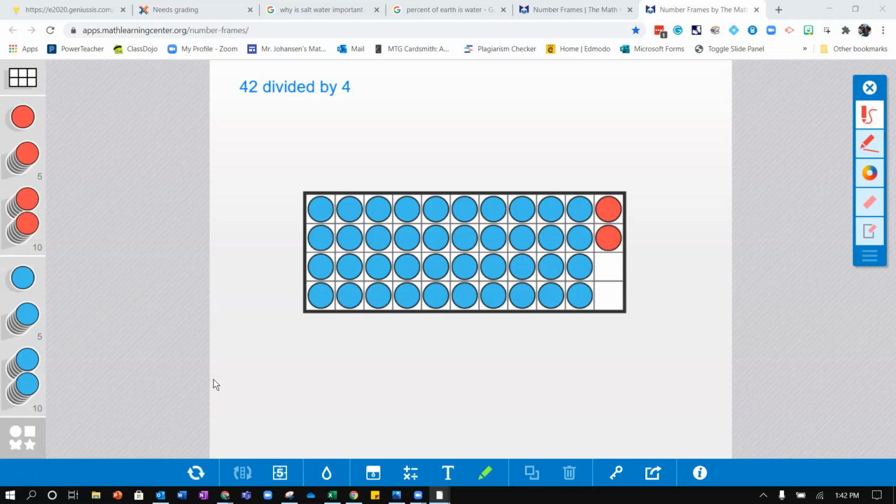All right. Hopefully you've seen that the 4 is represented by 1, 2, 3, 4. The 42 are the dots inside the grid. And you might notice that I used 2 different colors. Why did I use 2 different colors? Can you pause the video and talk about that?